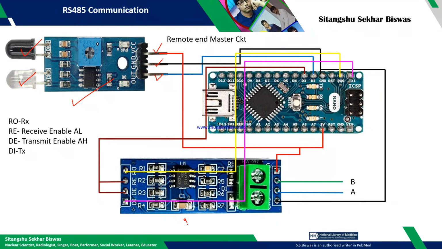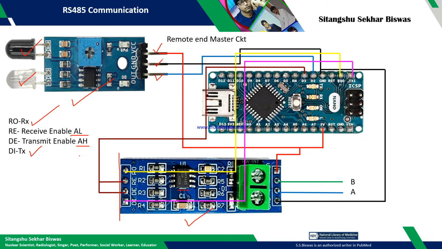So this is the device for the RS-485 converter, which uses the MAX485 IC. This device is readily available in the market. On the left side, you see there are 4 pins: RO, RE, DE and DI. The RO pin is basically the receiver pin, and DI is the transmitter pin, and RE is receive enable, which is active low, and DE is transmit enable, which is active high.